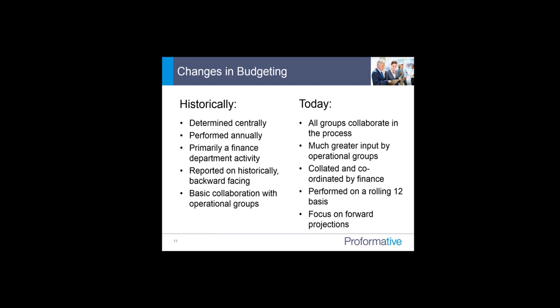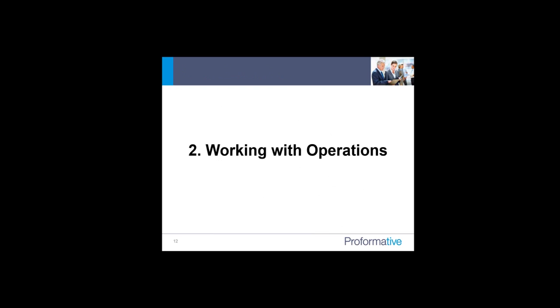First of all, we need a much higher level of collaboration. We need much greater input. Finance function now is much more of a two-way flow between those groups. We want regular updates, so really we want to be moving on a 12-month rolling forecast, and there's as much interest in the forward projections by the executive team as reporting on how we did historically. So let's get into how we deal with the operations people and how we can make their lives easier.